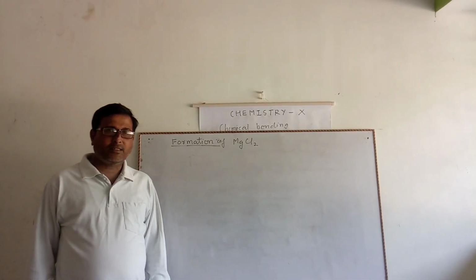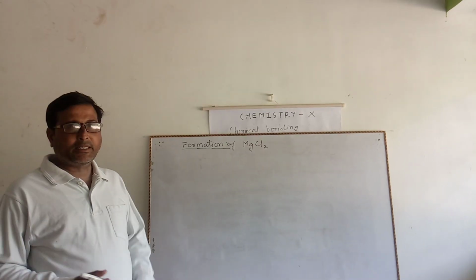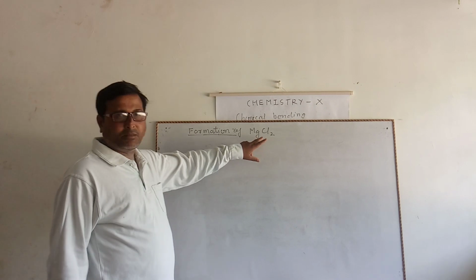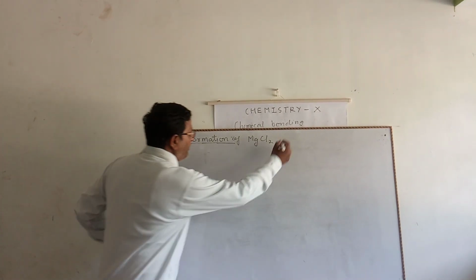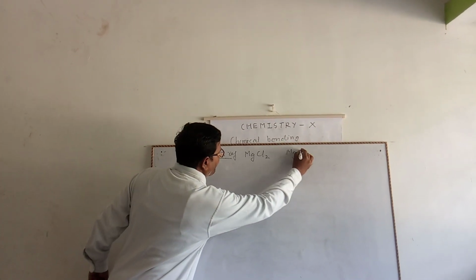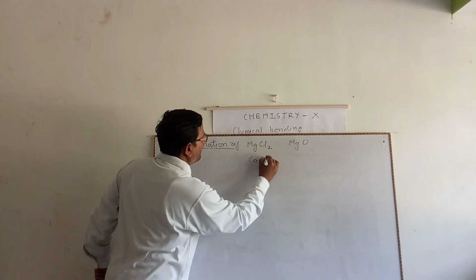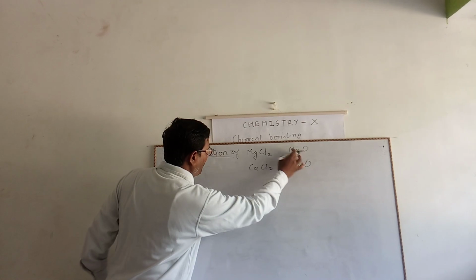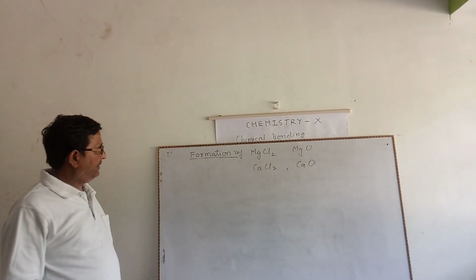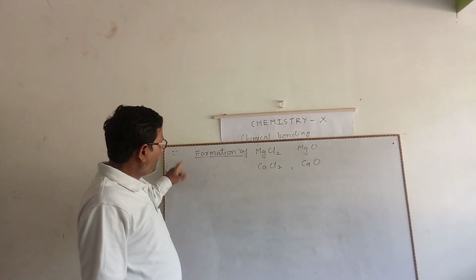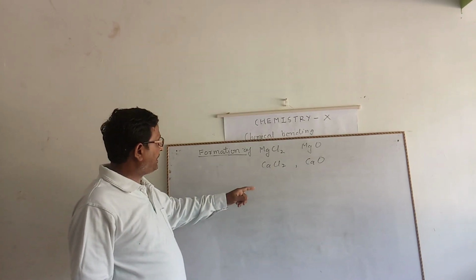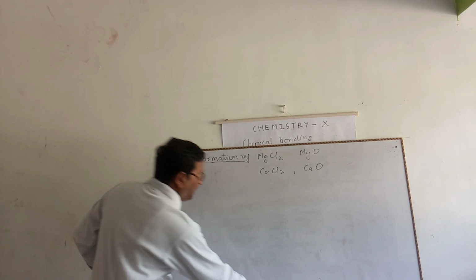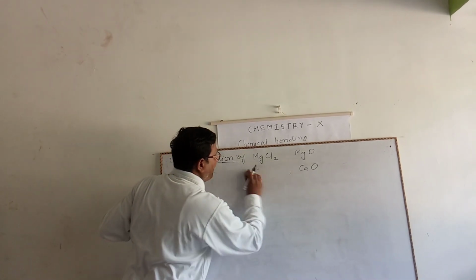Good morning, students. In the chemical bonding chapter, I have given homework: the formation of magnesium chloride, magnesium oxide, calcium chloride, and calcium oxide. Only four questions I have given, on the formation of these ionic or electrovalent compounds. I am going to explain the formation of magnesium chloride.